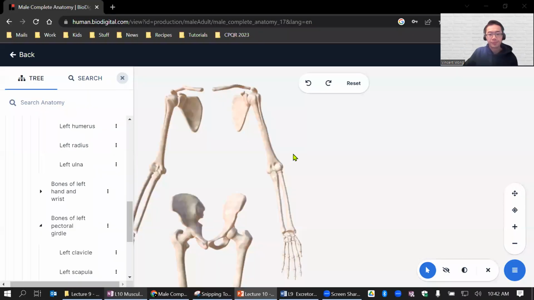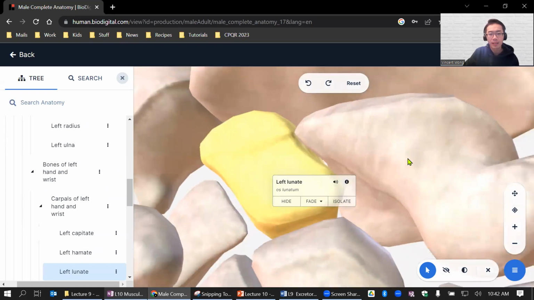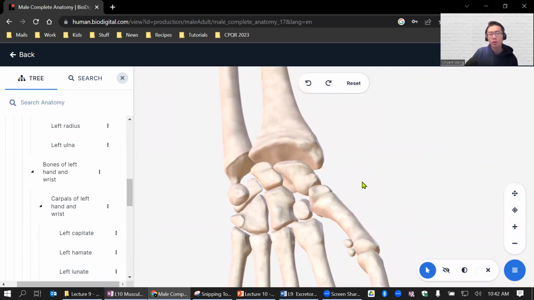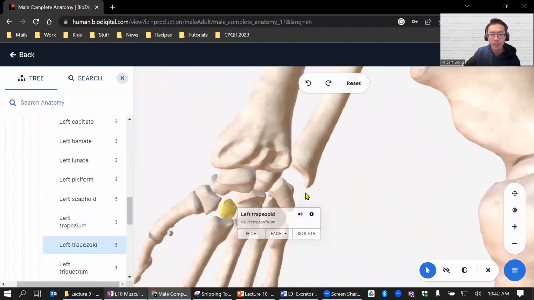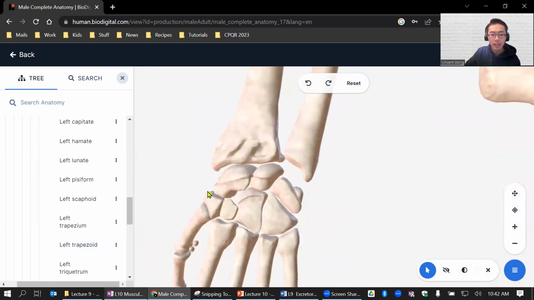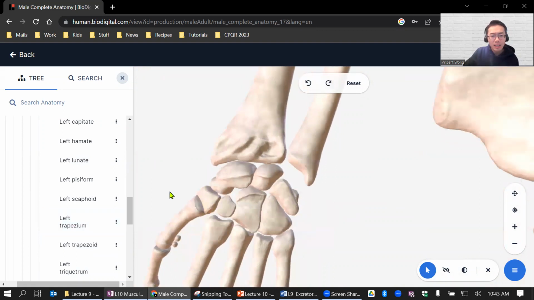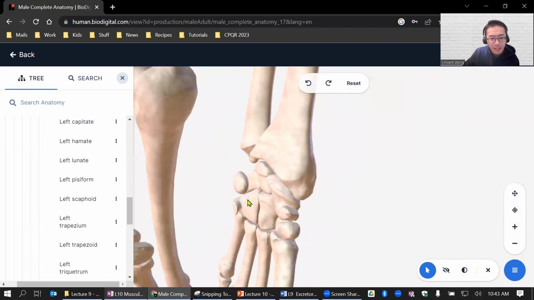Okay, so let's take a look at the hand. The hand has these tiny bones at the wrist. There are a total of 8 of these bones. They're called carpals. 1, 2, 3, 4, 5, 6, and then on the other side, 7. Wait, where is it? Let me count again. 1, 2, 3, 4, 5, 6, 7. Can't see where the 8th one is. Did I miss something?